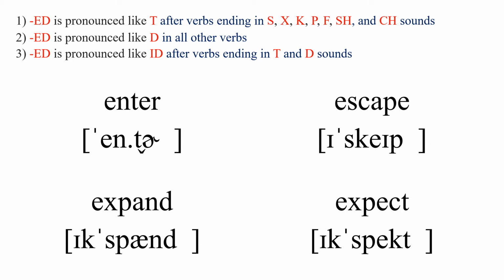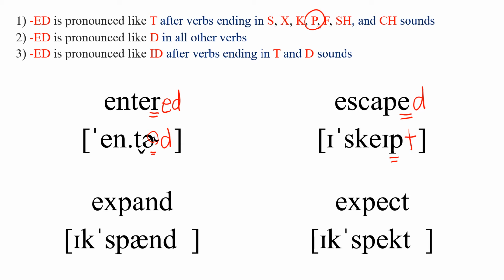Next one, enter, or some people will say enter. Anyway, this is the R sound, a consonant. We put ED, and the ending is R, so we just put D and read entered. Next one, escape, E-S-C-A-P-E ending. So we just put D, and the P is voiceless, so we put T here, and we say escaped.